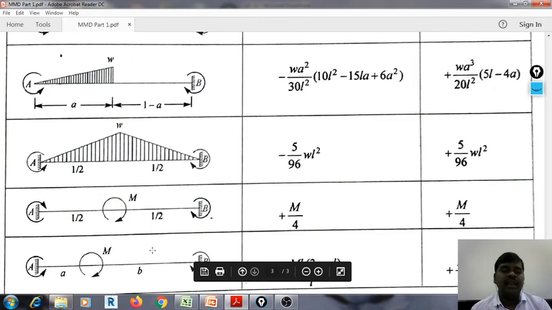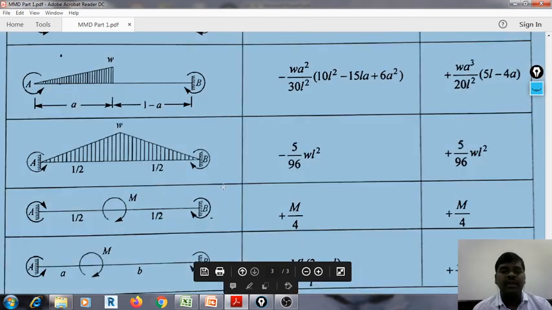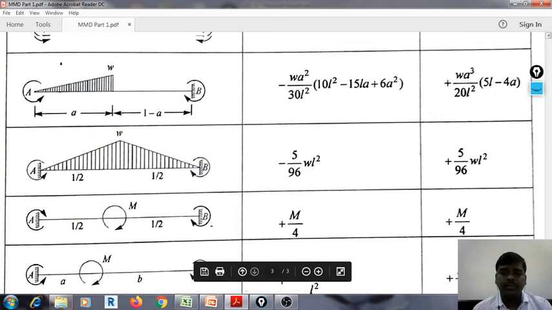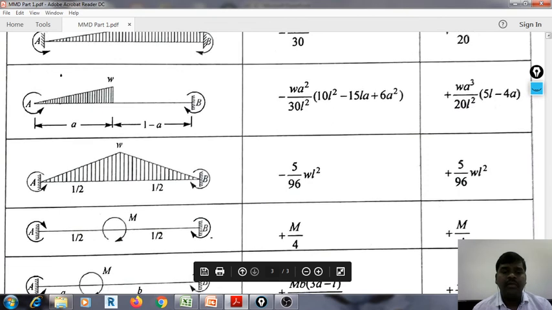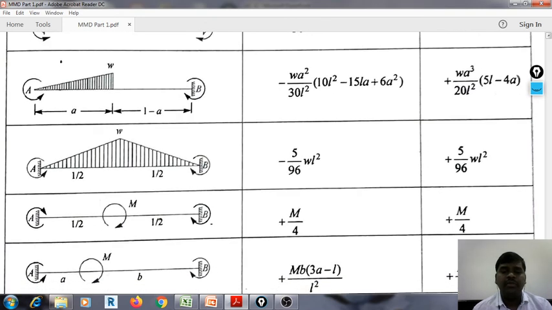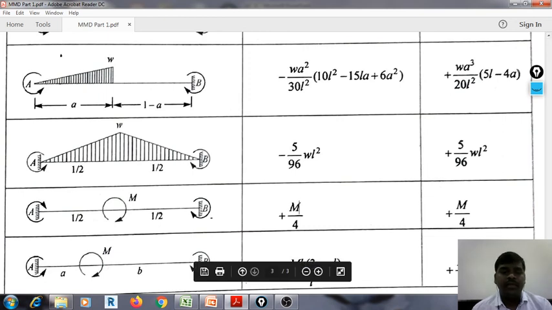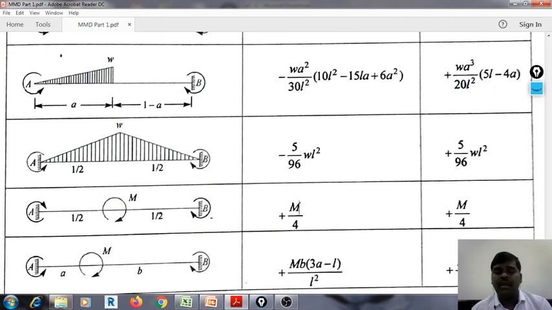And eccentrically, what is eccentrically? Eccentrically means not acting at half distance. So if it acts eccentrically, M bar AB will be plus M b into (3a minus L) by L square, and M bar BA will be plus M a into (3b minus L) by L square.